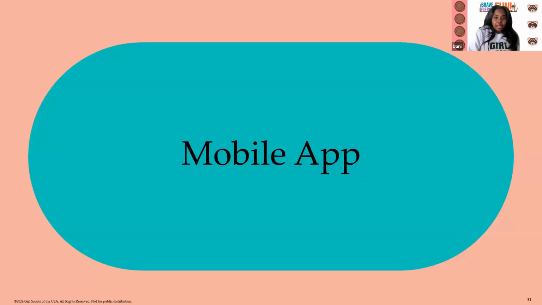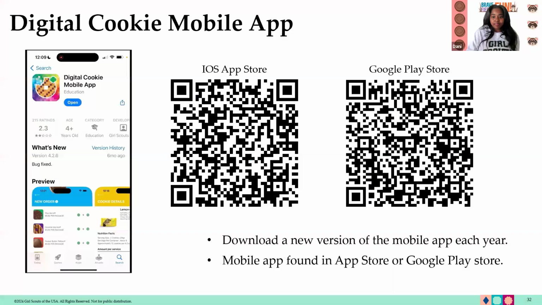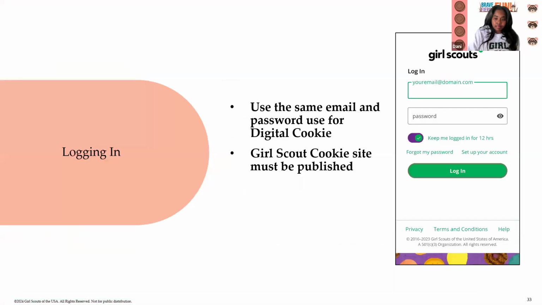Now let's talk about the mobile app and all of the new exciting features that have been added. Girl Scouts can use the Digital Cookie mobile app to process and review orders placed through the Girl Scout's individual site. Make sure to download a new version of the mobile app each year. To log into the mobile app, you must use the same email and password used to log into the Digital Cookie browser site. The Girl Scout Cookie site must be published prior to accessing the mobile app.